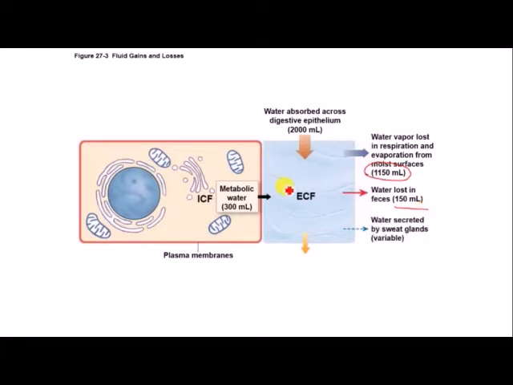We have water that is secreted by our sweat glands, and this can be variable. If you're sitting inside all day watching TV, not doing very much, obviously you're not going to have much sweat produced, but if you're out exercising, it's variable. And then we have water lost in urine, which is about 1,000 milliliters per day. So we want to make sure that we are replacing the water that we lose through all of these processes by ingesting it.